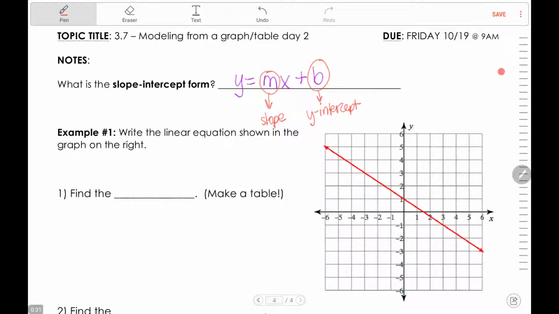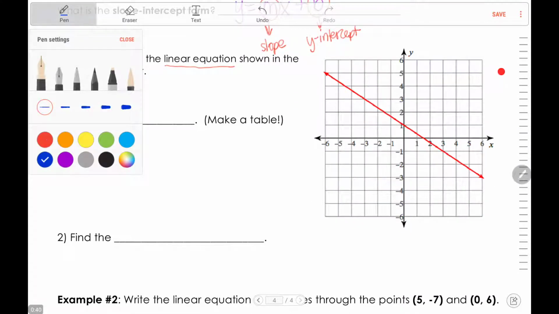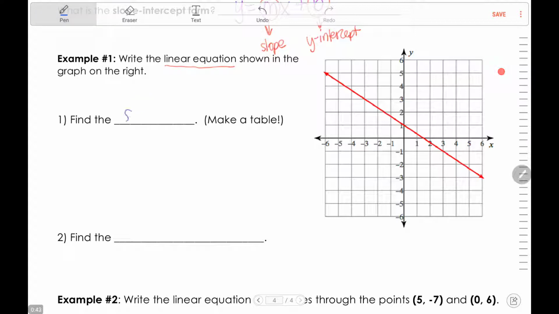So in example 1, we need to write a linear equation shown in the graph on the right. What we need first is the slope. So step 1 is to find the slope. And to find a slope, we need to make a table. In a graph, as we did in class, we first need to find 2 points. This one I see really clearly, which is -3, 3. And this point here, super clear, is 0, 1.